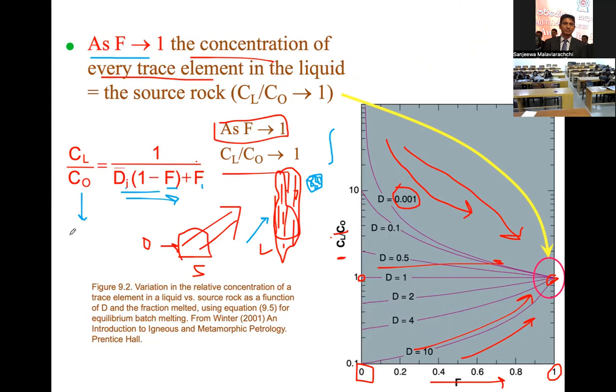Then Cl equals C0. If this is 1, Cl should be equal to C0. That means the original amount should be there in the melt also. Whatever the original amount was available should be available within the produced melt as well. So likewise, some simplification can be done, which is useful in places where we do some applications.